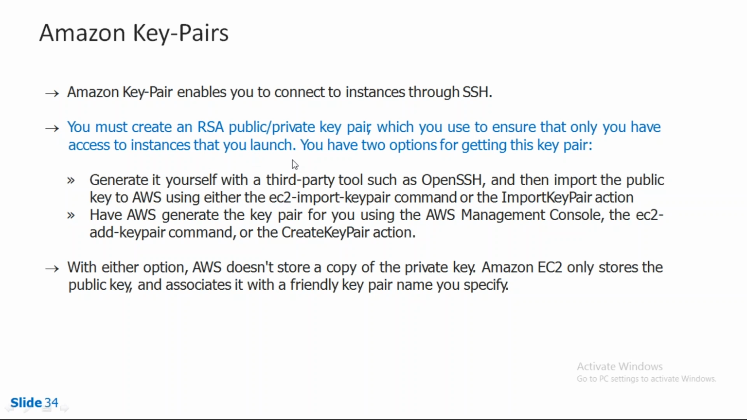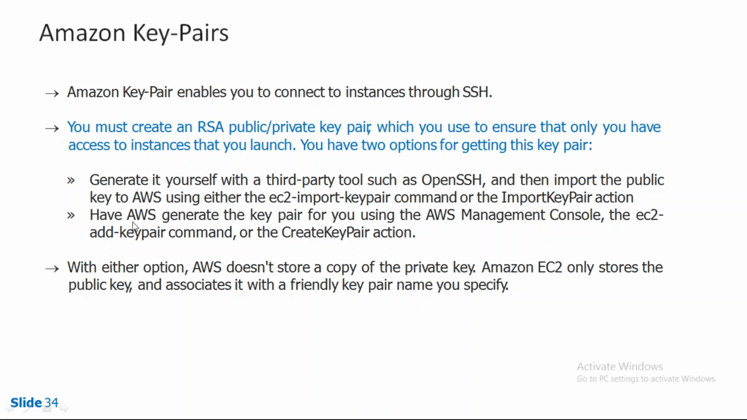You have two options for getting the key pair. First, generate it yourself with third-party tools such as OpenSSH, and then import the public key to AWS using either the EC2 import key pair command or the import key pair action. We will see how to use that key pair while we launch an EC2 instance. That's compulsory. We must have a key pair. Without a key pair, we'll not be able to launch an EC2 instance.